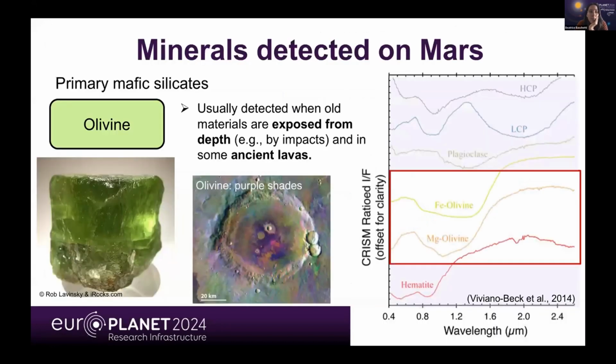Olivine is another important primary mineral on Mars, and the composition of olivine ranges from iron-rich olivine to magnesium-rich olivine. It's usually detected when old materials are exposed from depth, for example by impacts. And we also have some olivine-rich lavas on Mars, as you can see, for example, on the bottom of this crater here.